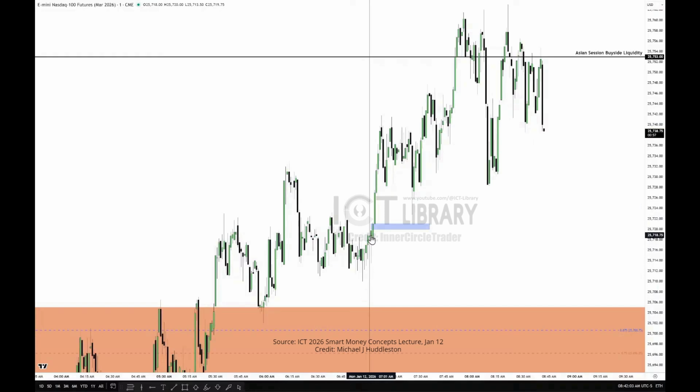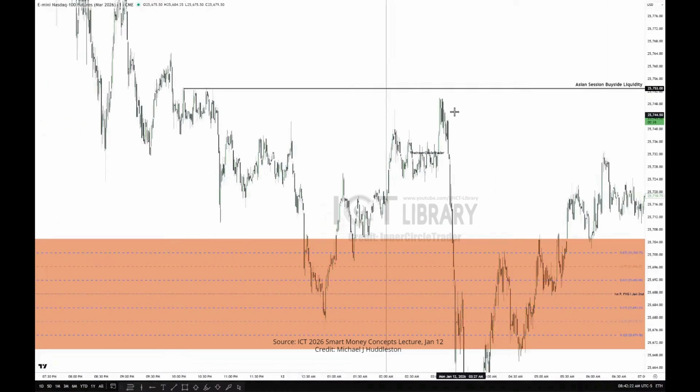What do we do next? Well, am I interested in seeing this low get taken out? No, because the smooth high is up here at Asian session buy side liquidity. That's these highs here. And this one here is the trap. This is what throws off people. They're like, look at that, man. It couldn't even get up there. So this is strong resistance.